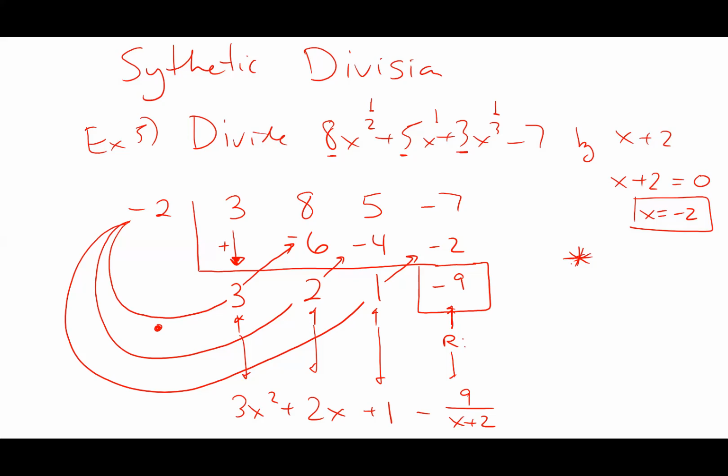So synthetic division only works if your divisor, which is this guy right here, here's your divisor, is a linear term. Okay, so you can't use it for x squared plus 2. In fact, we didn't ever use an x squared.